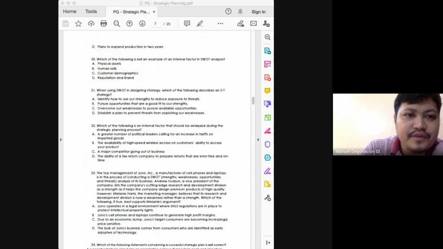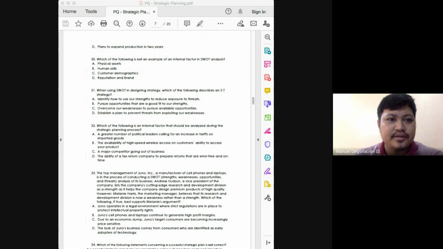Number 30, which of the following is not an example of an internal factor in SWOT analysis? Physical assets, internal. Human skills, internal. Reputation and brand would be internal. The demographics of your customers would be external. So the answer here would be letter C.